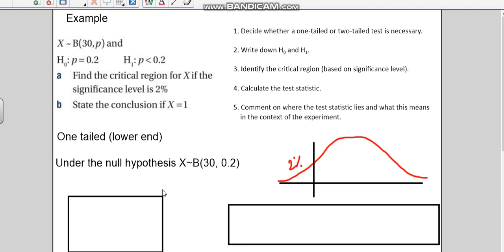Okay, so this is where we are going to use our calculator, and you can do this on the ClassWiz and this calculator. The steps you need for ClassWiz shouldn't be that different, it's just how you access your statistics, your binomial calculations that will be different. So under the null hypothesis we've got 30 and 0.2, so here's my calculator.